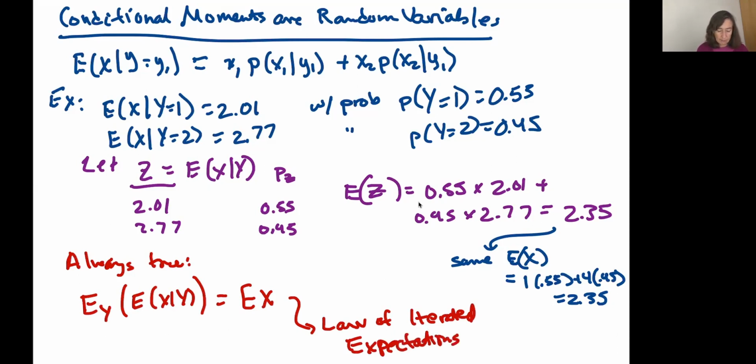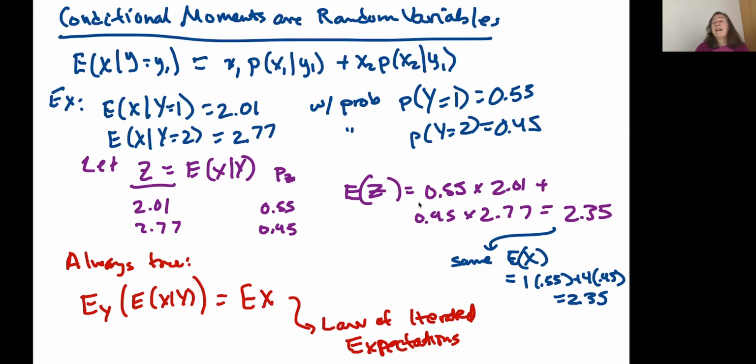So this little subscript y here is reminding us, and people will say, it's the expectation over y. It says that when we're taking the expected value of this thing here, we're using the probabilities that come from y, because that's what's going to determine the expectation of the conditional mean here.